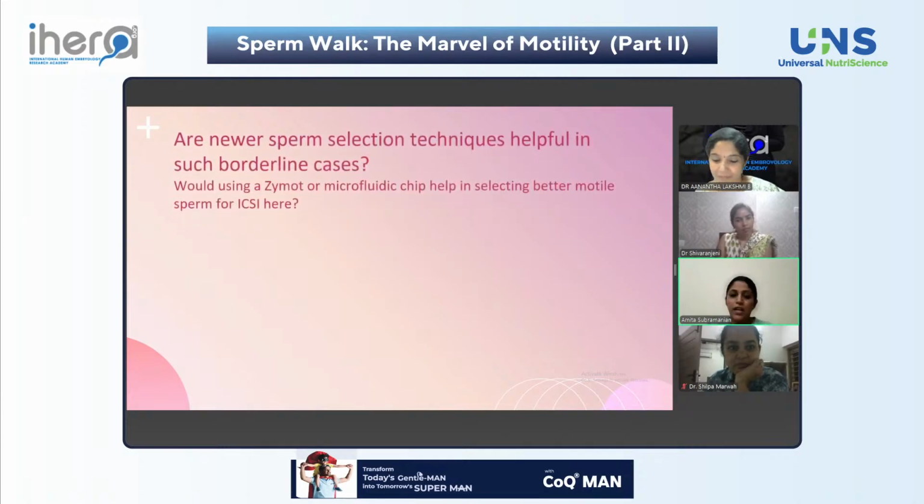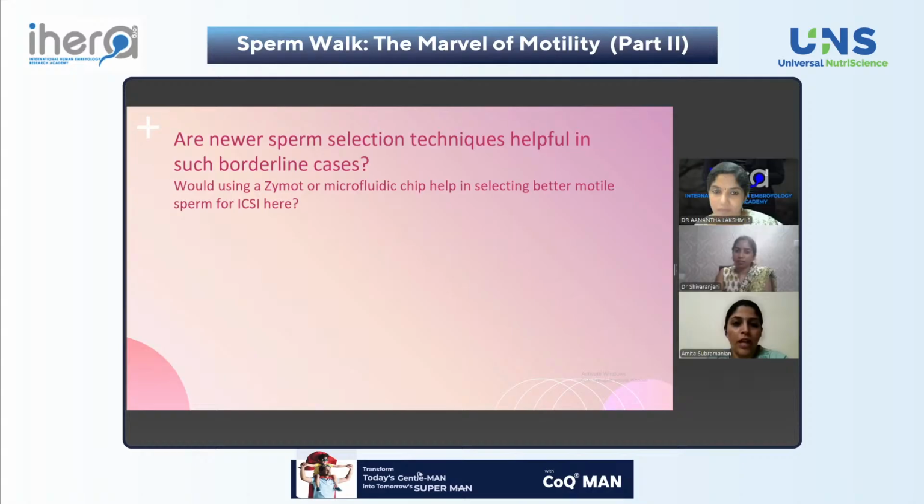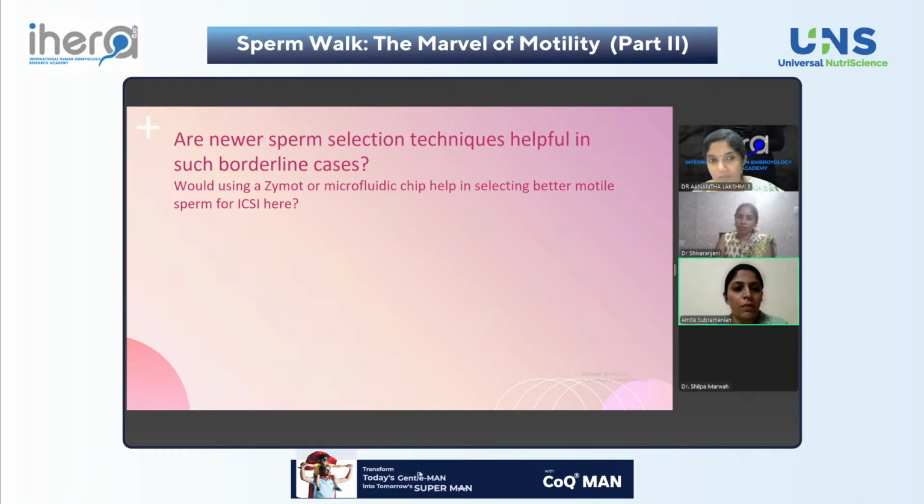Do you think new sperm selection techniques like microfluidics or zymote chips are going to help you in selecting better motile sperm in cases of low motility? Yes, that depends on certain factors, like what the count is. If the count is good, then we can try, but we have to see the volume. If volume is 2 ml, we can use half the sample for the zymote. You can just see if you get any number of spermatozoa. Have you found any significant difference in your outcome in embryo with respect to blastulation rate or pregnancy outcomes when you have used zymote versus your regular?